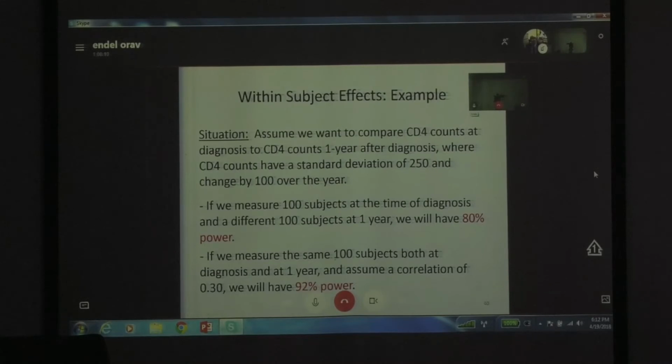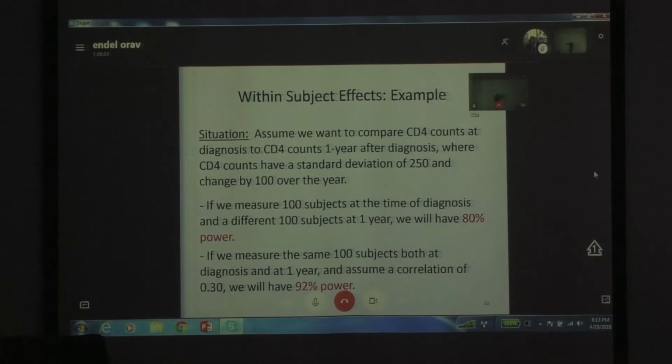However, if I took 100 subjects, measured them at the time of diagnosis, and waited for 1 year and measured the same people over again, if there was a correlation of 0.3, I'd have 92% power. So this is the gain from 80% power when I use 2 independent groups to 92% power when I measure the same people twice, taking advantage of the correlation between the measurements. Downside of the second design, the upside is the power. The downside is you have to wait a year. So you have to measure the people at diagnosis and then again at 1 year.